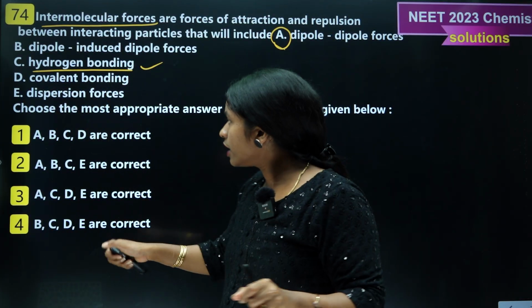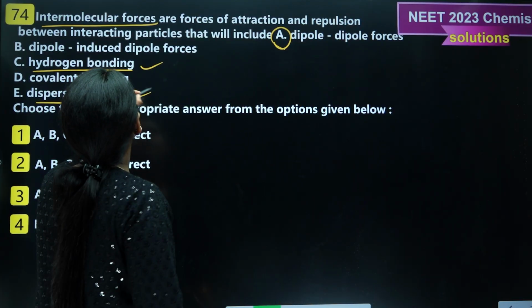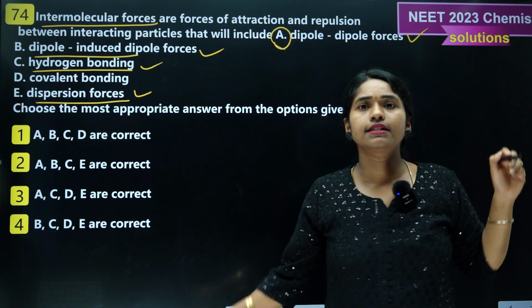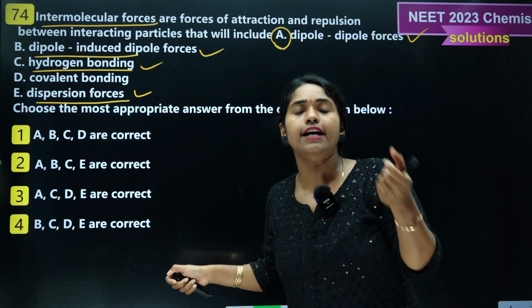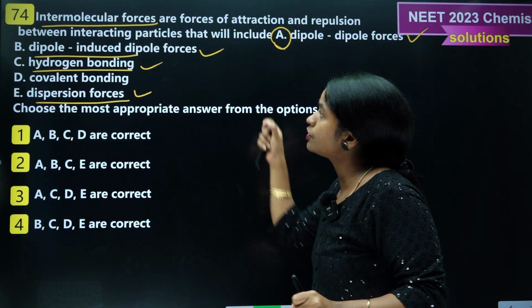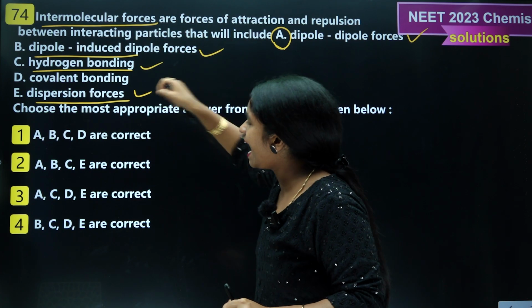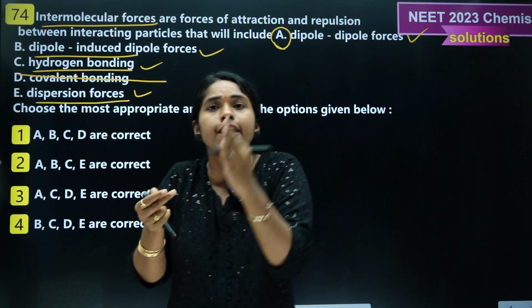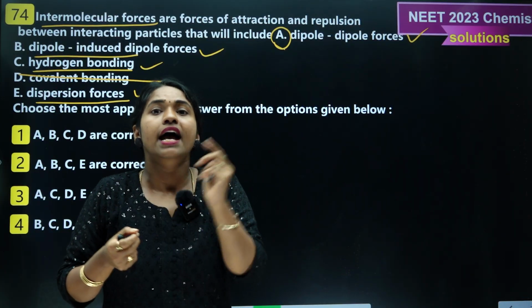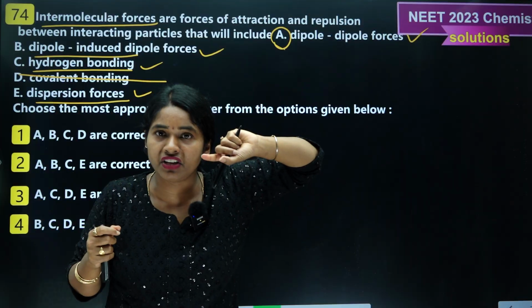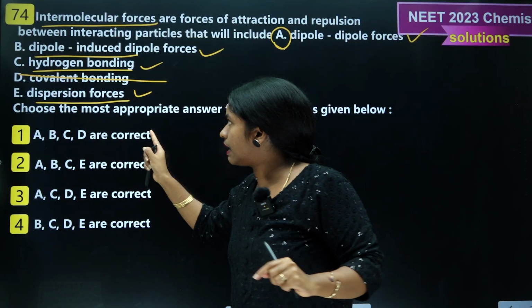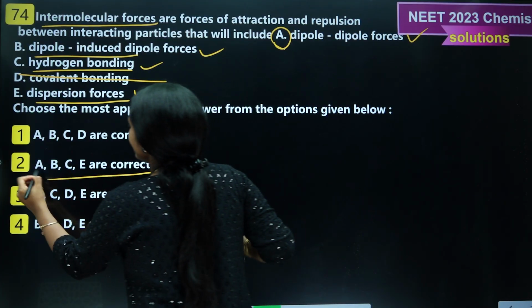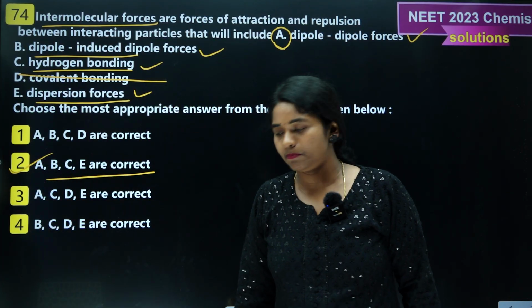Van der Waals forces, what are van der Waals forces? Dispersion forces, dipole forces, dipole induced forces. All these come under van der Waals forces of attraction, the weakest forces of attraction. So A, B, C and E. Option D is covalent bonding, formed by sharing of electrons between two atoms. It is not any weak force between two molecules, so it is not the correct answer. A, B, C, E. Option 2 is the correct answer.